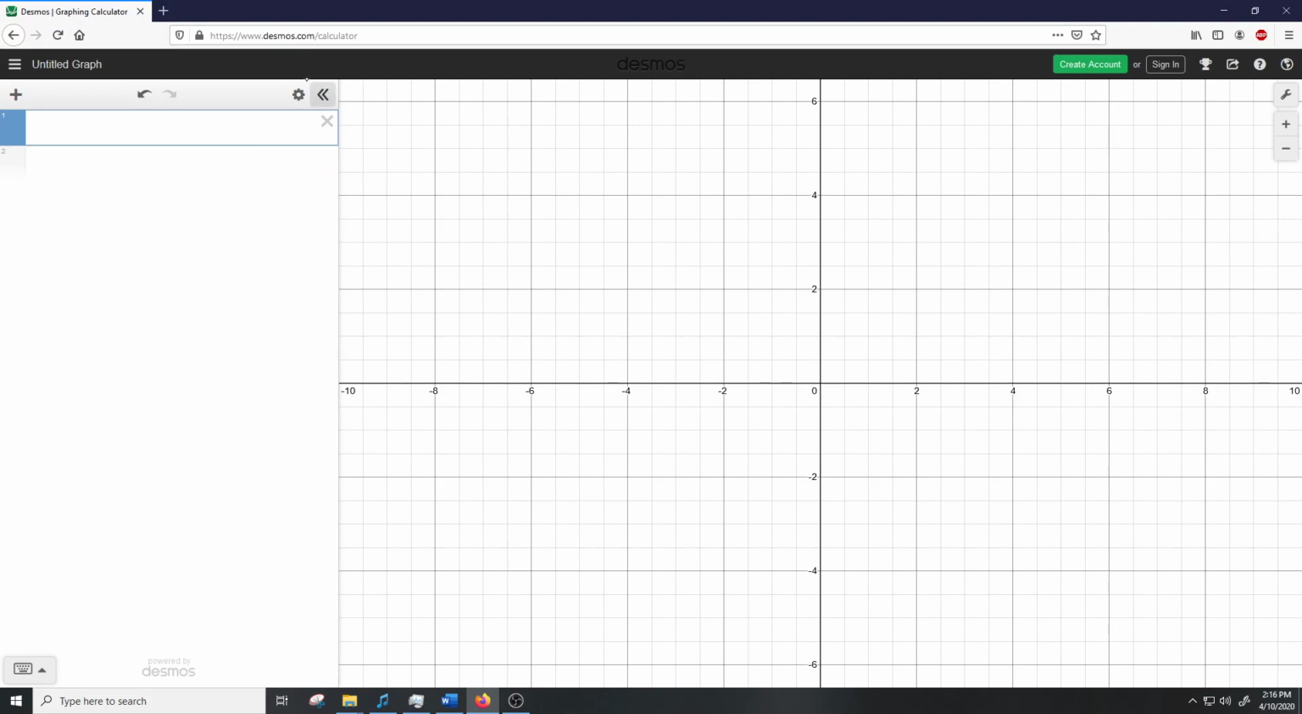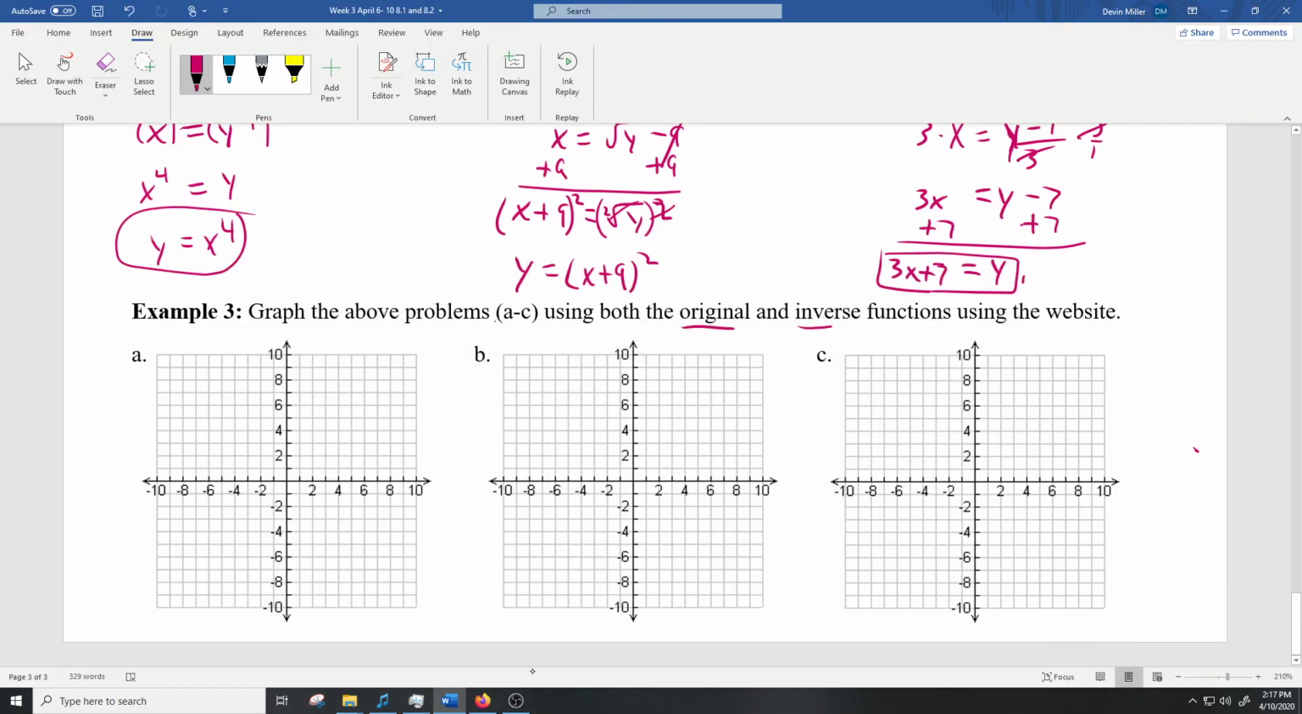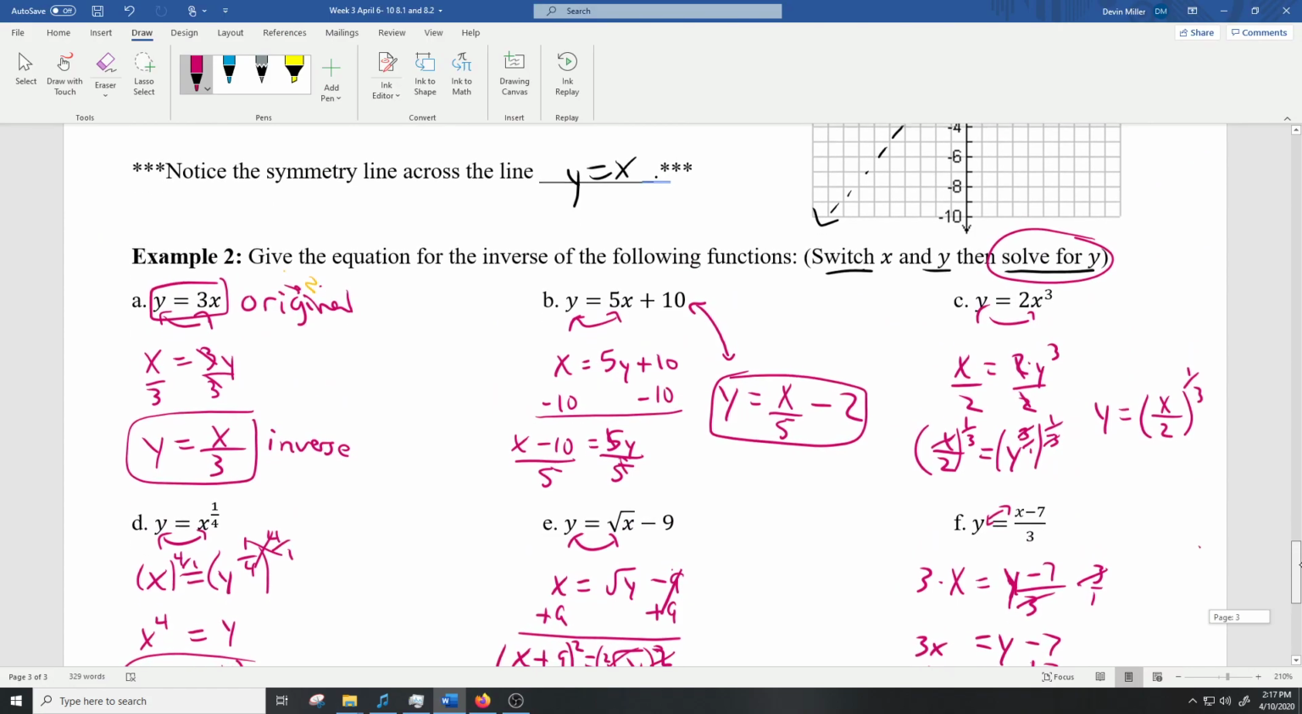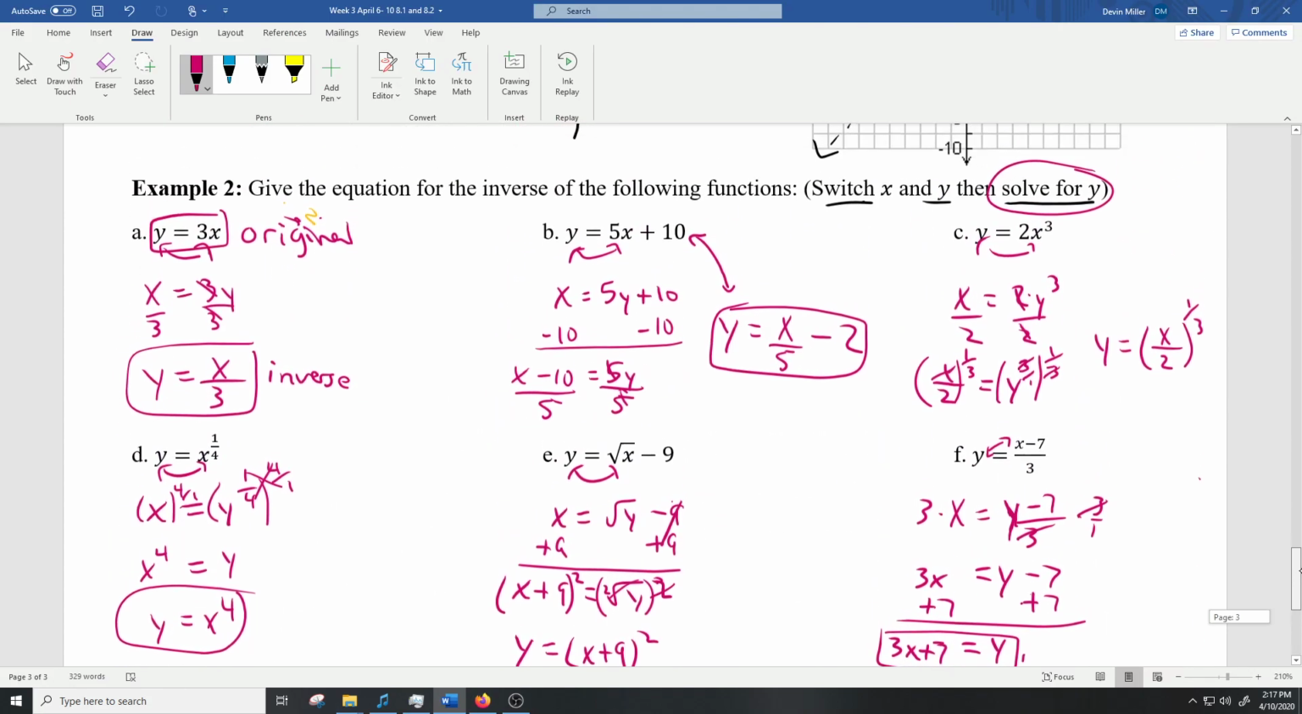It is called desmos.com/calculator. I will actually put this on Sapphire, so you can just click the link, and then it should take you there. So let's go through and graph the original and the new one on A, B, and C. And then we'll just draw a little sketch at the bottom here.